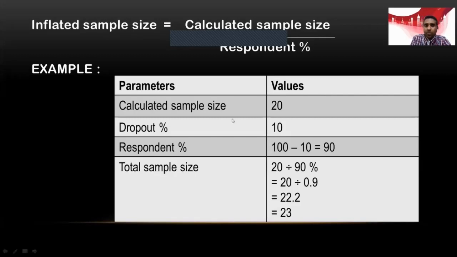Let me give you an example. Your calculated sample size is 20, and you are expecting a 10% dropout. If 10% dropout, how many percent is respondent? 90% is respondent. By using this formula, inflated sample size is equal to calculated sample size divided by respondent percentage. So 20, the calculated sample size, divided by 90% is equal to 23 samples. So we have to inflate the samples from 20 to 23 to adjust for a dropout of 10%.